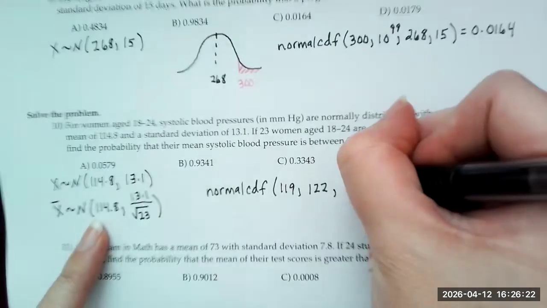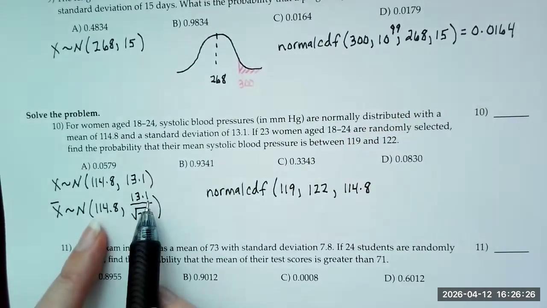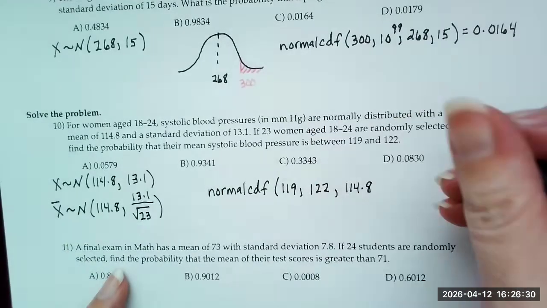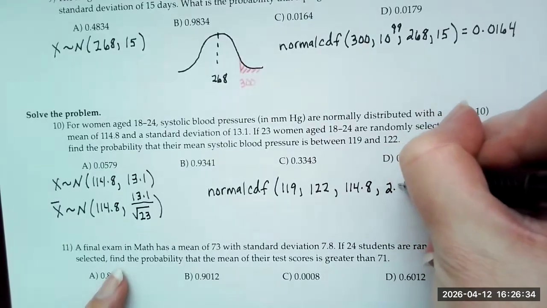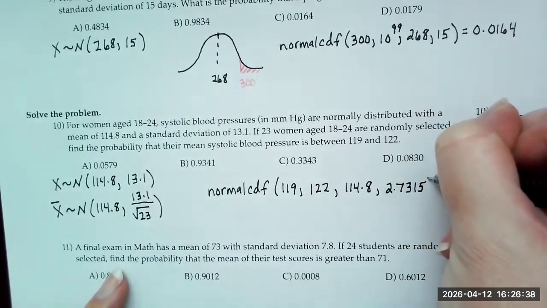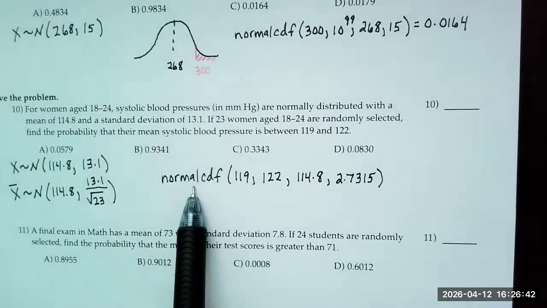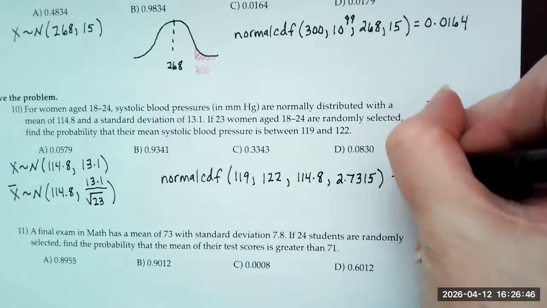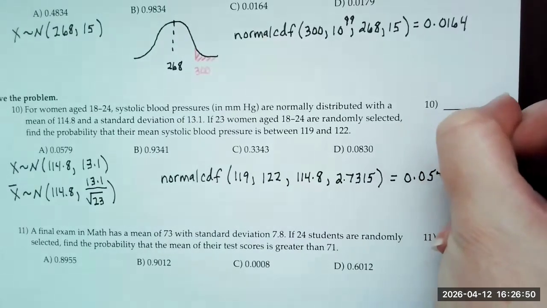So I'm going to put the 114.8, and then I'm going to figure out what's the 13.1 divided by the square root of 23. In my calculator, that comes out to be about 2.7315 if I round it to 4 decimals. And so putting these 4 values in for the normal CDF pops out 0.0579.